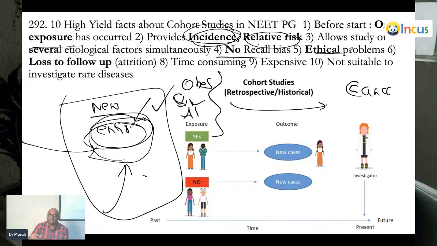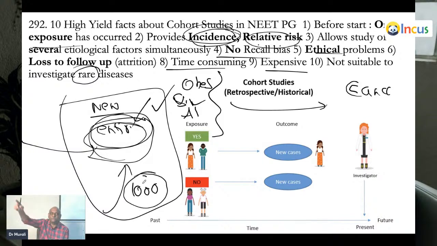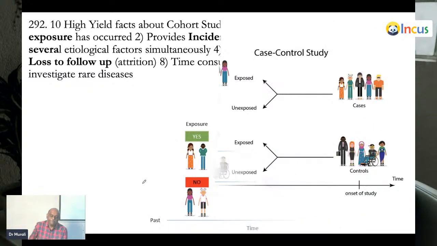Then there's a chance of attrition, dropout. And cohort is time consuming, very expensive. And for rare diseases, it is not suitable. For example, you have to do a Creutzfeldt-Jakob study. Where will you get 1,000 cases of Creutzfeldt-Jakob to follow? Right? So not suitable for rare diseases.